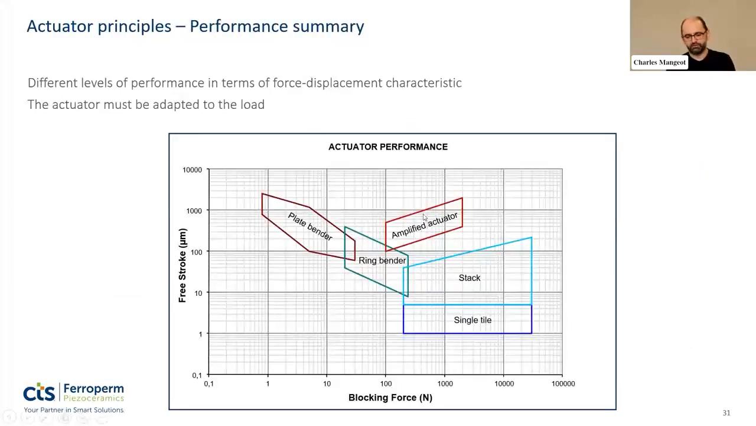We've defined the free stroke and blocking force previously. So if I plot the different designs here on the free stroke and blocking force diagram, you can see the single tiles here in the micron range, but very high force. When we stack them, we increase the displacement, but keep the force capability. And when we amplify them, we actually shift. So we're getting a certain factor in displacement, but we also decrease the force capability. And then we have benders here, which are somewhat more flexible, so higher displacement, but lower force.